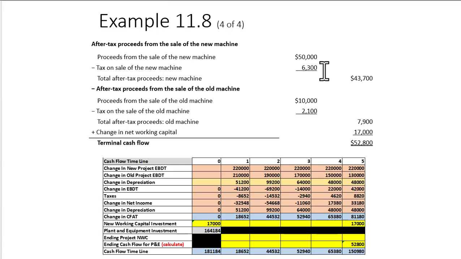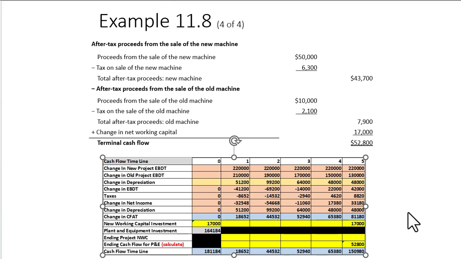Again, that's something that we can obviously do with our spreadsheet. So we're actually going to receive $43,700 net from the sale of the new machine. The tax proceeds on the old machine, again, net, is going to be about $7,900. So the total terminal cash flow is $52,800. And of course, that's a formula that we'll have to incorporate here in our worksheet.